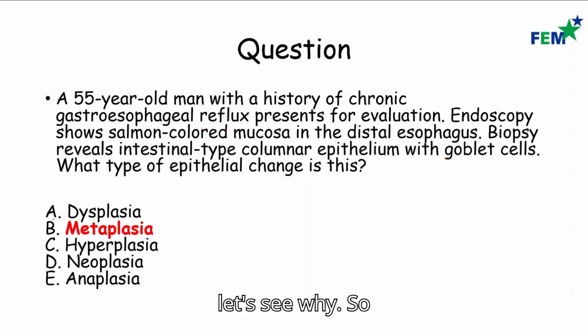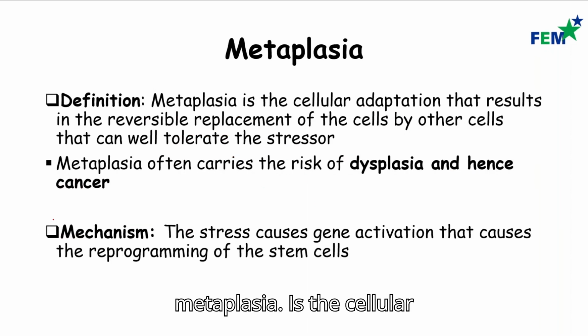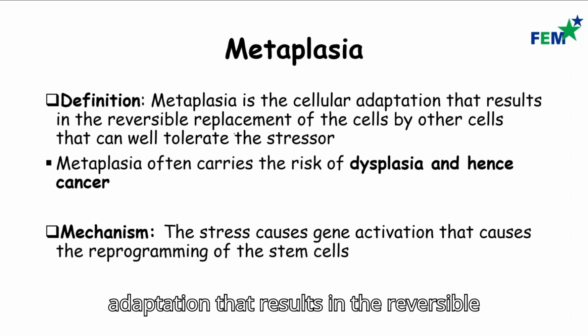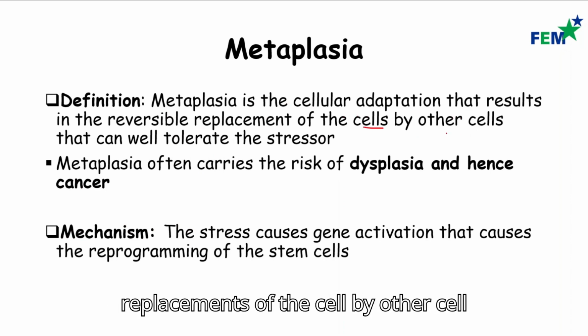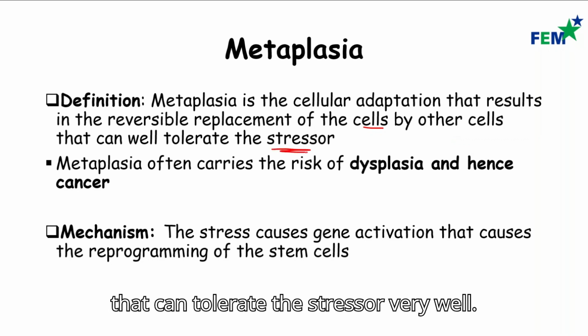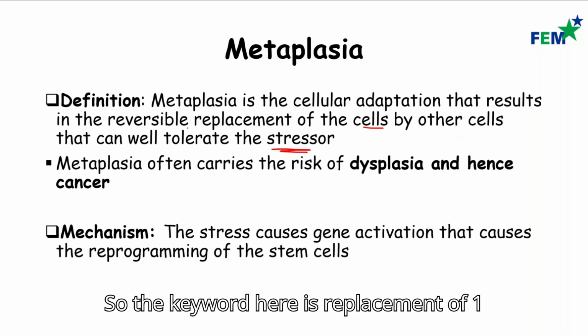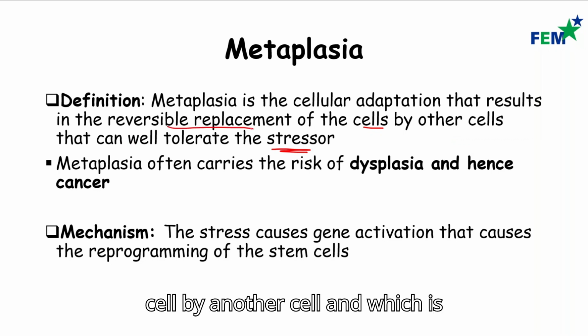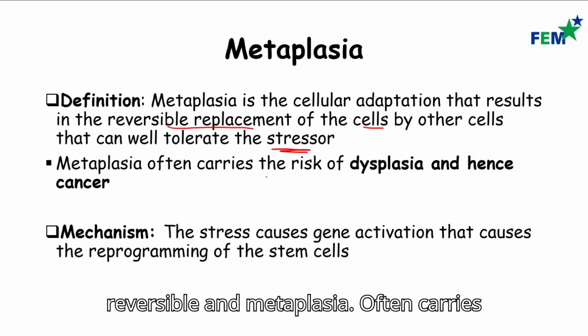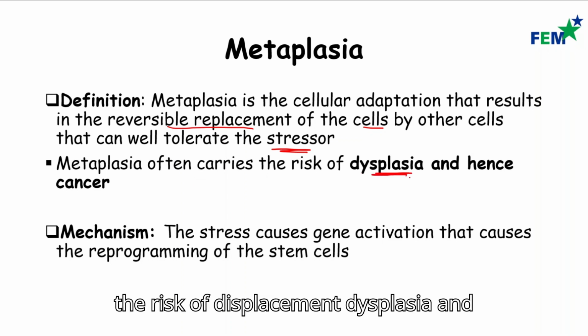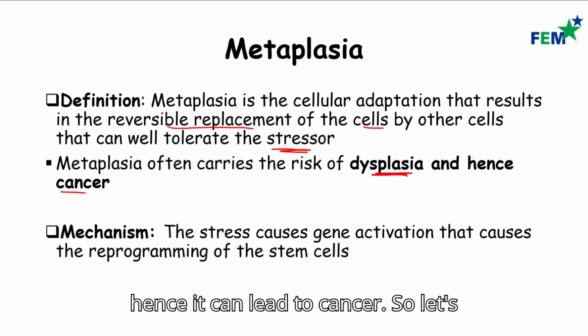So let's see why. Metaplasia is the cellular adaptation that results in the reversible replacement of the cell by another cell that can tolerate the stressor very well. So the key word here is replacement of one cell by another cell, which is reversible. Metaplasia often carries the risk of dysplasia, and hence it can lead to cancer.